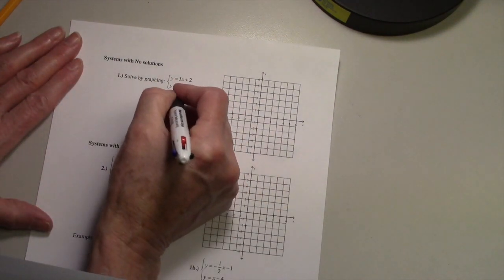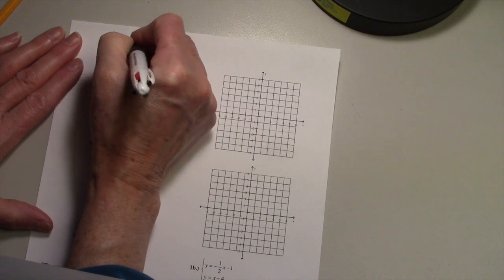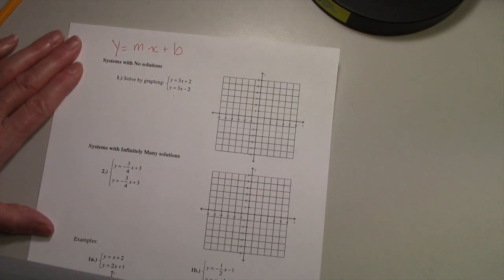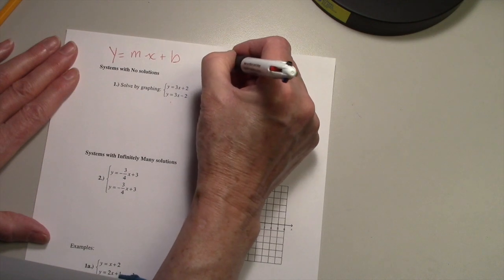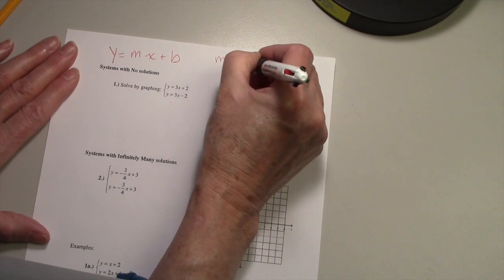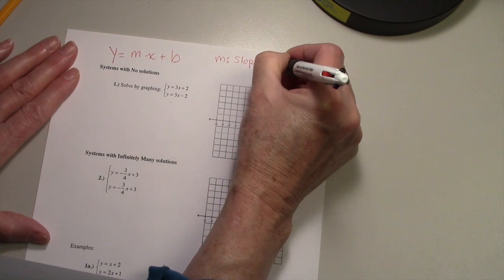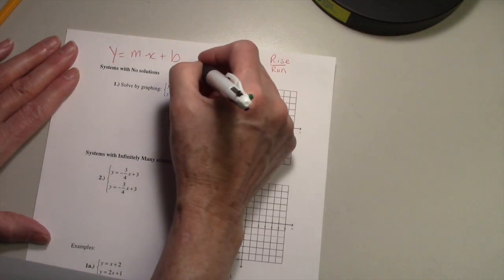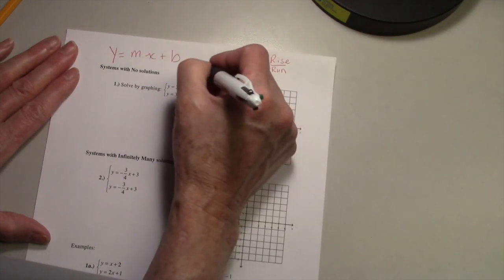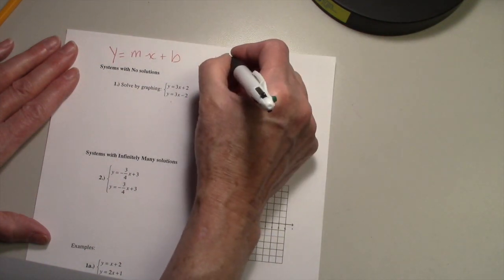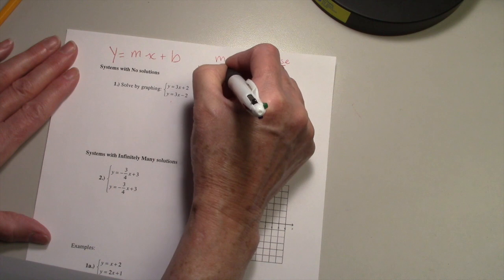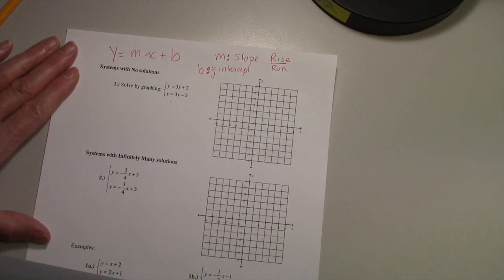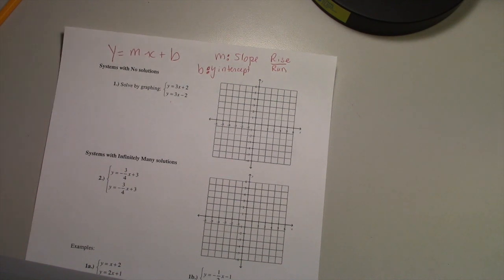What do I notice about their m's? Remember, y equals mx plus b. The m represents the slope, that's the rise over the run, remember? And the b represents the y-intercept, where it crosses the y-axis. All right, so let's give this one a shot.